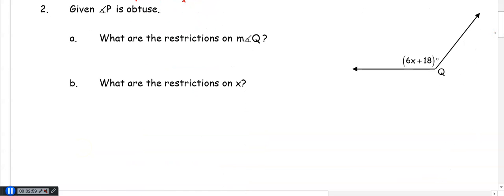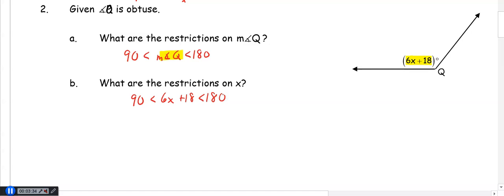In number 2, angle Q is obtuse. So if angle Q is obtuse, what are the restrictions on angle Q? So if angle Q is obtuse, it's going to be between 90 and 180 degrees. Then we're going to substitute our angle 6x plus 18 in for the measure of angle Q so we can get the restrictions on x. So 90 is less than 6x plus 18, which is less than 180.